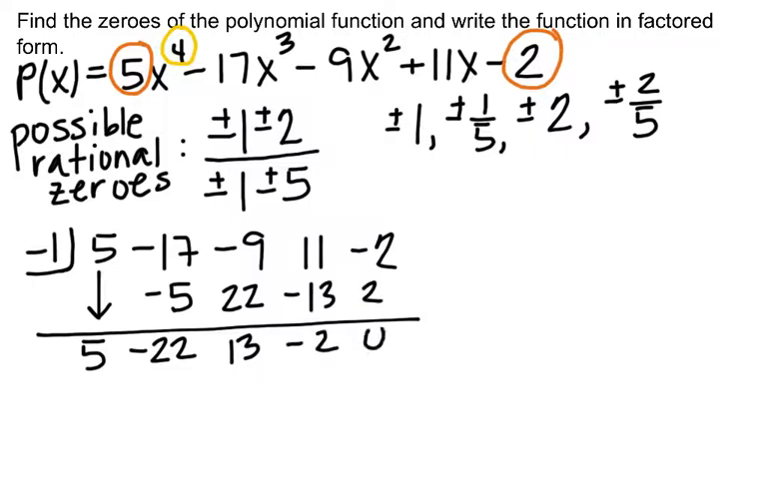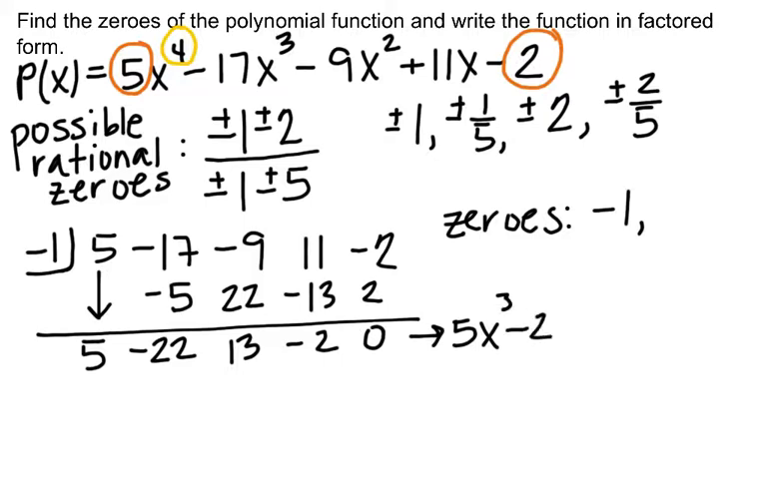Aha, it appears that because we get a remainder of 0, that -1 is one of our zeros. So as you begin to make your list, you could list one of your zeros is -1. Okay, so now we know that there are going to be 3 more. So if we take a look at our row of synthetic division, this represents 5x to the 3rd power minus 22x squared plus 13x minus 2. And if we were to set that equal to 0, we want to solve this equation and get 3 more answers, which will be my last 3 zeros.